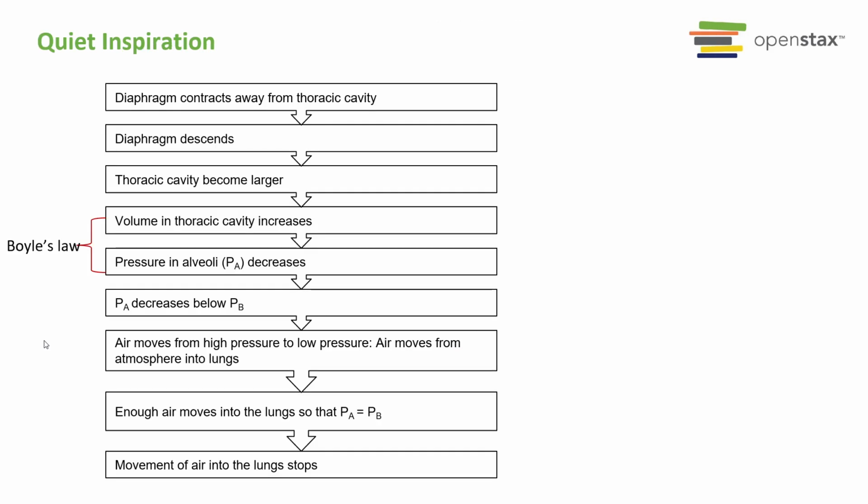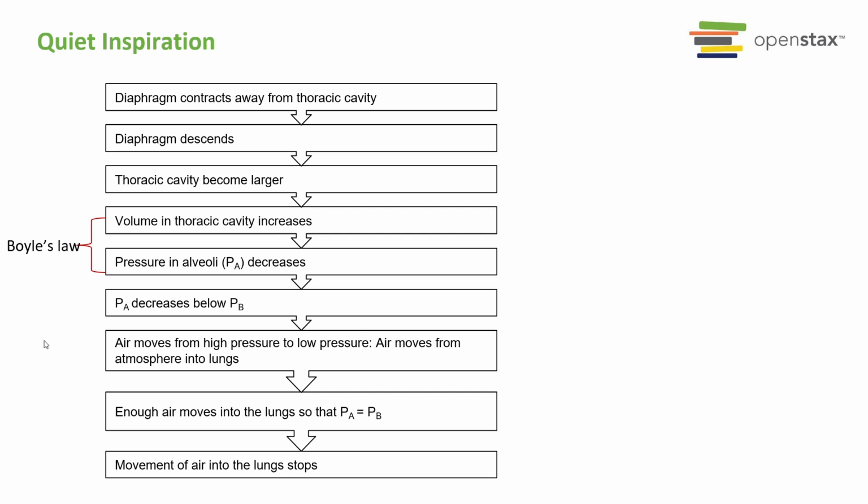So let's go on to now looking at inspiration versus expiration. So we have quiet inspiration, which is shown on the screen here. And then on the next slide, we'll look at forceful inspiration before moving on to expiration. So anytime we're bringing air into the lungs, we have the diaphragm muscle, and the diaphragm muscle contraction is needed to bring air into the lungs.